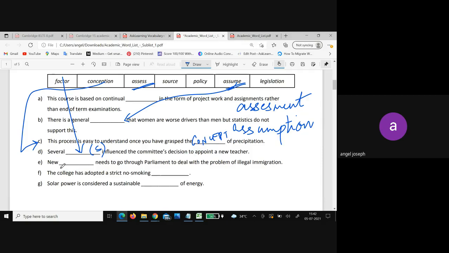Okay, all right. So option number E, new dash needs to go through the parliament to deal with the problem of illegal immigration. New policy. We have to change the grammatical form now. So what do you want to put here?